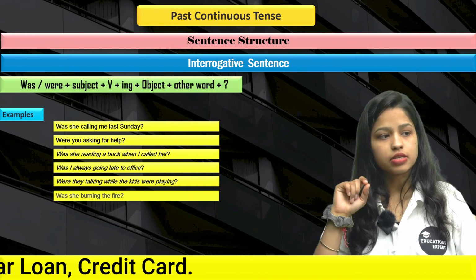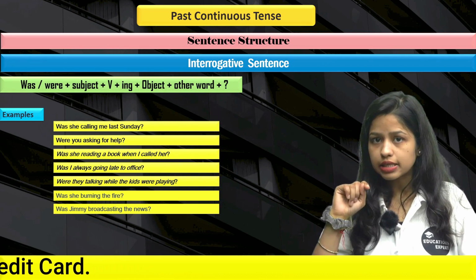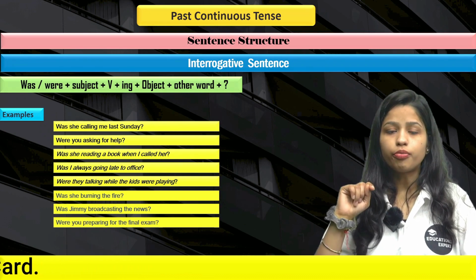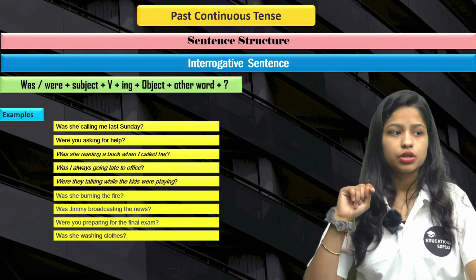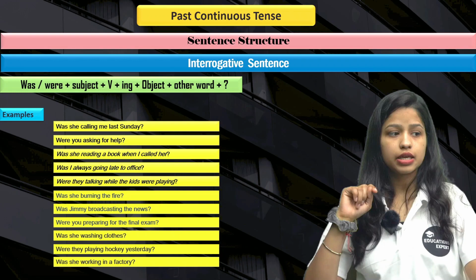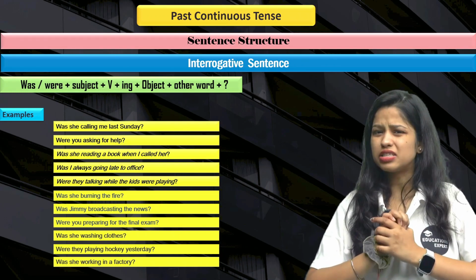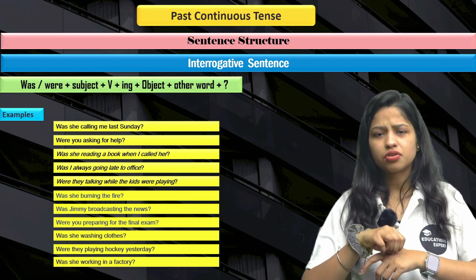Next up we have: was she burning the fire? Was Jimmy broadcasting the news? Were you preparing for the final exams? Was she washing clothes? Were they playing hockey yesterday? And was she working in a factory? The rest of the sentences are very simple. It's just according to the structure.